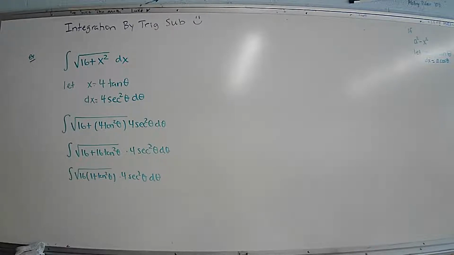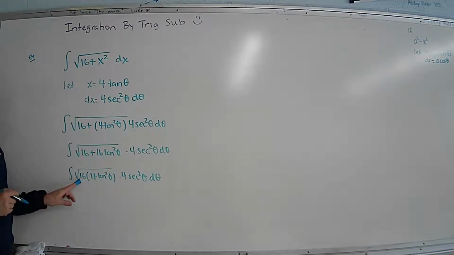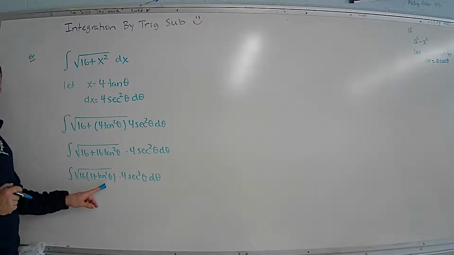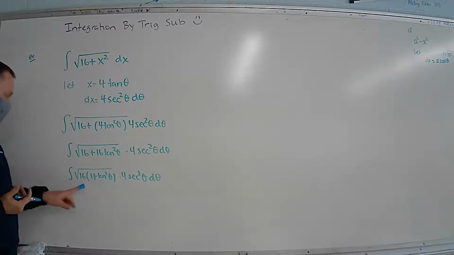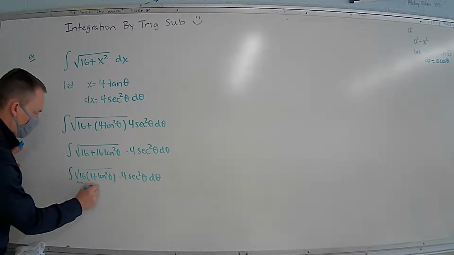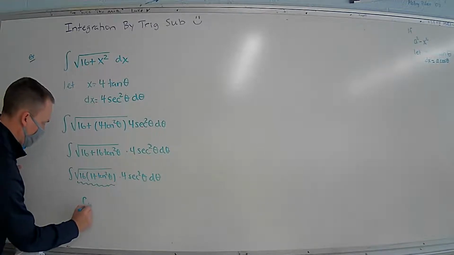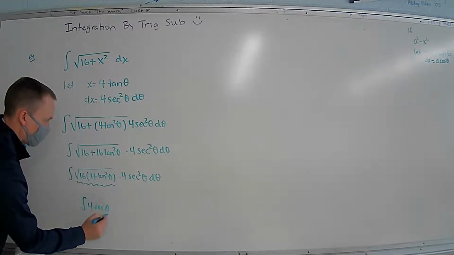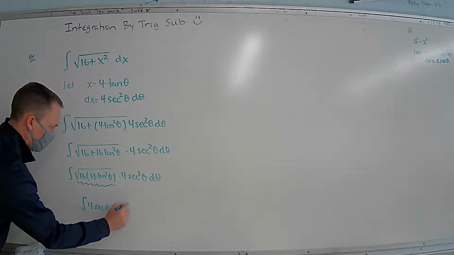So what's that inside the radical going to simplify to, basically? The 16, we're going to radical that and get 4. 1 plus tangent squared is secant squared, and we'll radical that and get secant. So this piece right here is going to simplify to 4 secant theta times 4 secant squared theta.